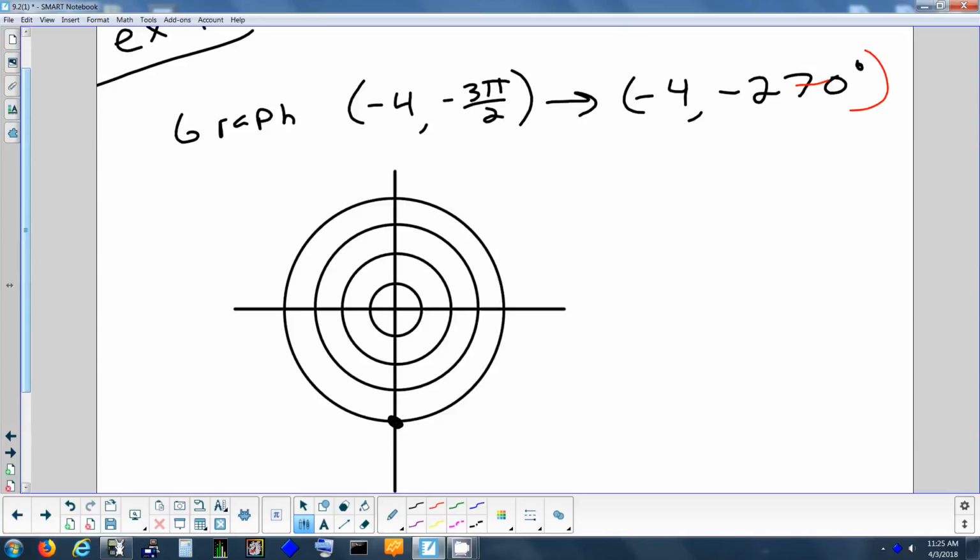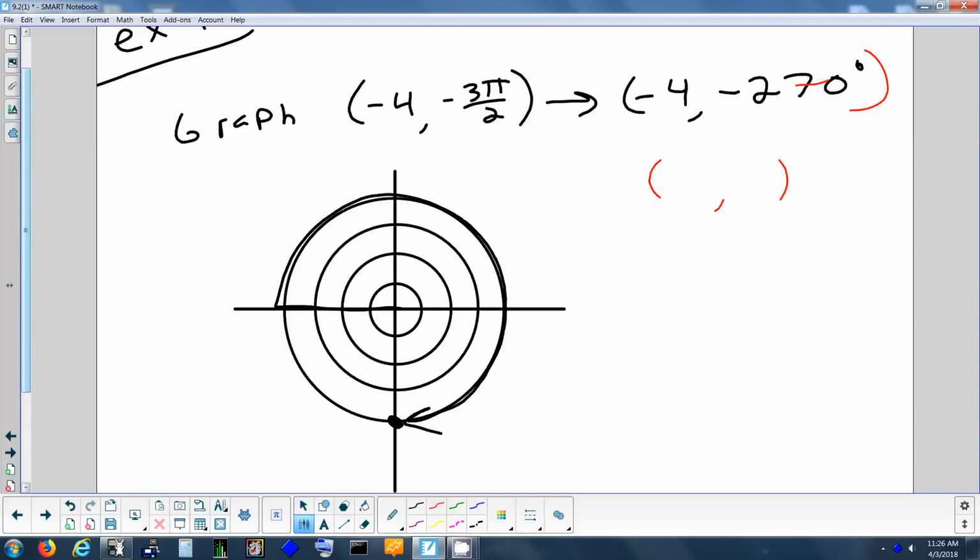Okay, this time, what I'm going to do is draw it out in black, kind of showing you how I got there, because I want to show you something. I went left, and I went around that way. Can anybody give me a different coordinate that would get me to that same spot? Besides -4, -270. Yep. It'd be positive 90.